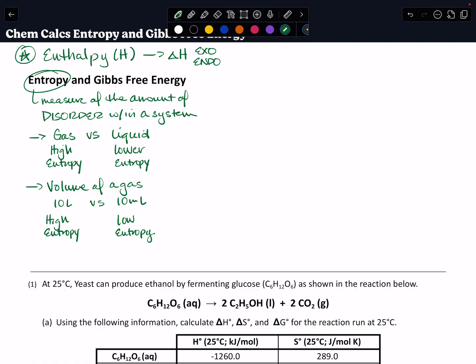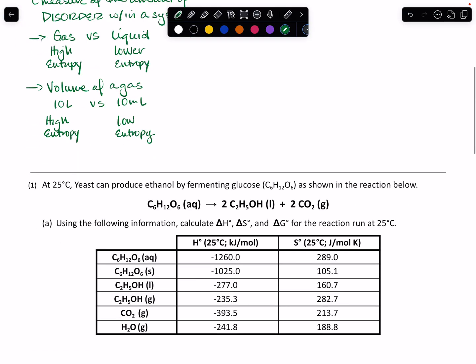So when you're asked to think about the entropy of a system, these are the things you need to think about: gases, solids, liquids. What do you have? Do you have mixtures of reactants versus single reactants? Do you have things in larger spaces versus smaller spaces? And that's going to let you start to think about what that entropy looks like.